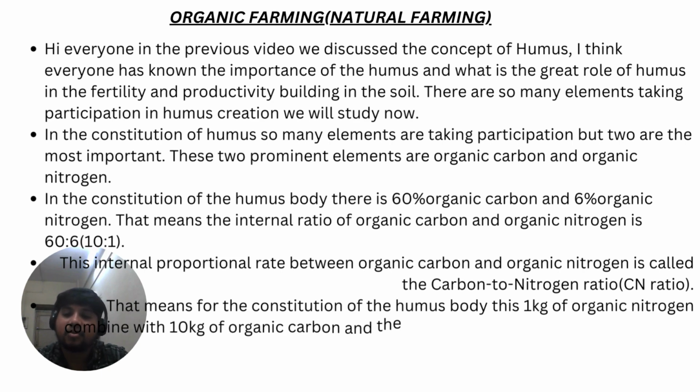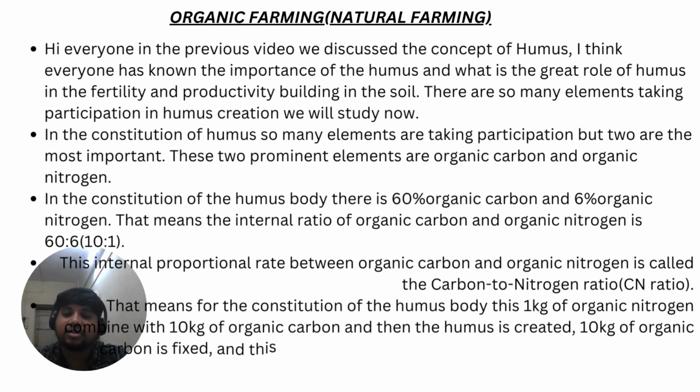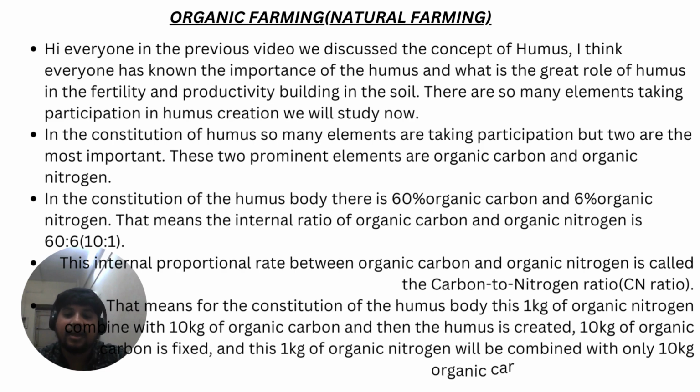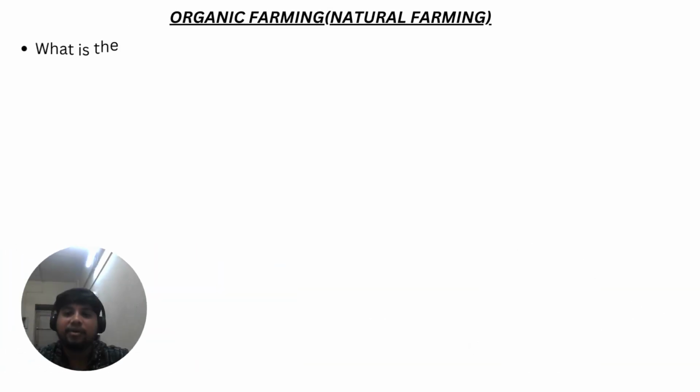That means for the constitution of the humus body, 1 kg of organic nitrogen is combined with 10 kg of organic carbon, and then the humus is created. 10 kg of organic carbon is fixed, and this 1 kg of organic nitrogen will combine with only 10 kg of organic carbon, not 9, not 11. The ratio is fixed.